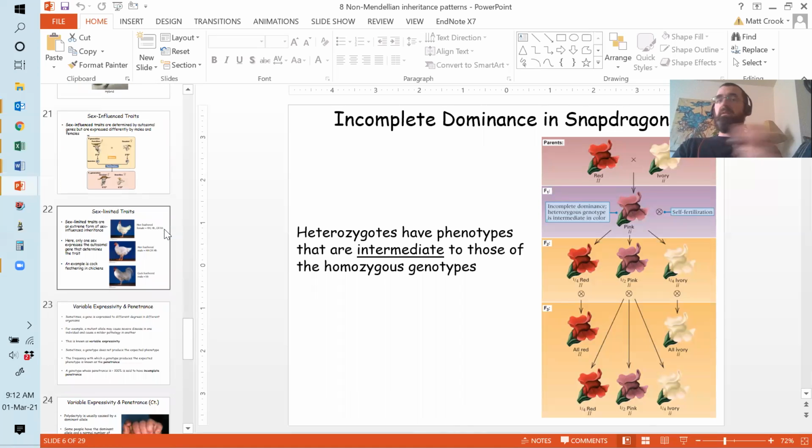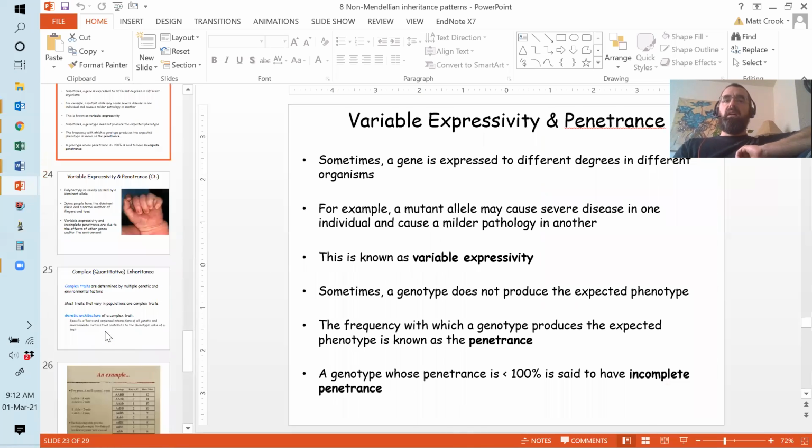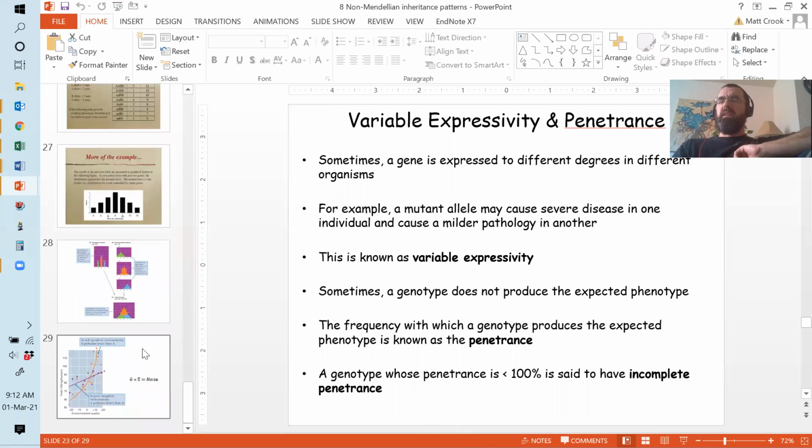Complementation, just from this. What I mean by variable expressivity, right, which is the variation in severity, versus variable penetrance, which is variation in who shows the trait. And also the idea of this kind of normal distribution for complex traits, and the fact that most traits are complex. So that's really the main points from this particular PowerPoint. Obviously, the exam will be on multiple PowerPoints, right? So you need to do that for all of them.